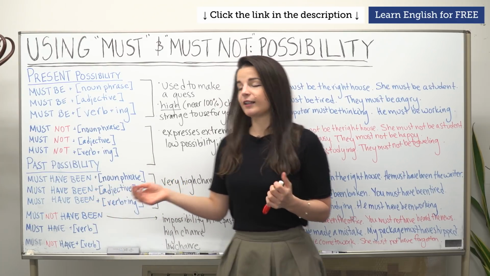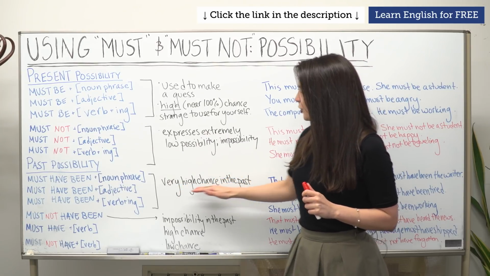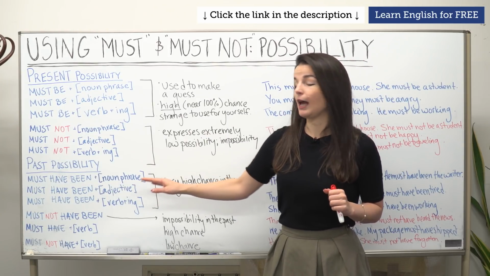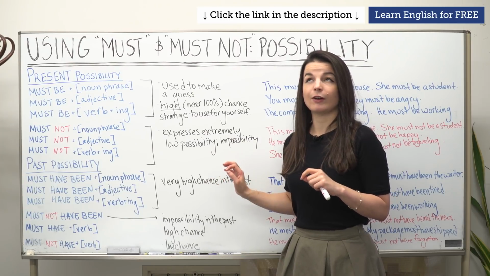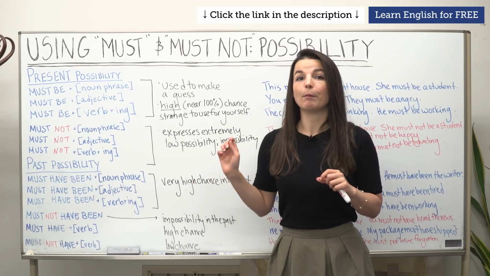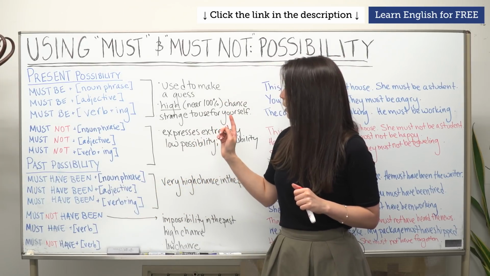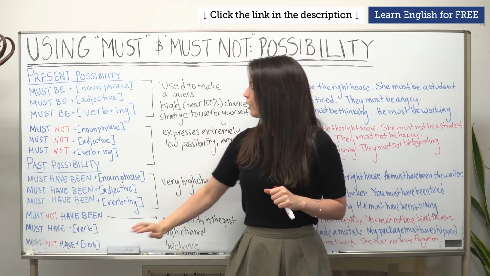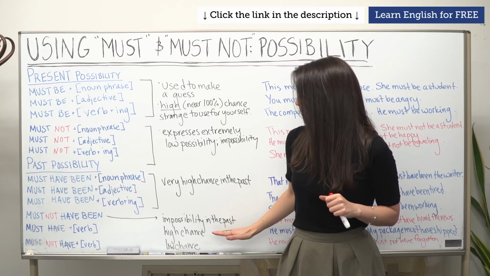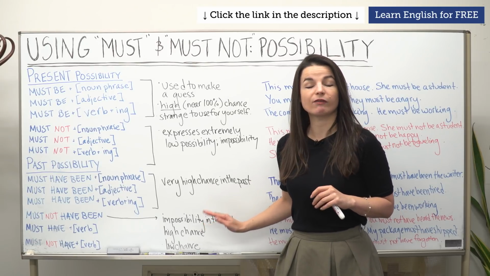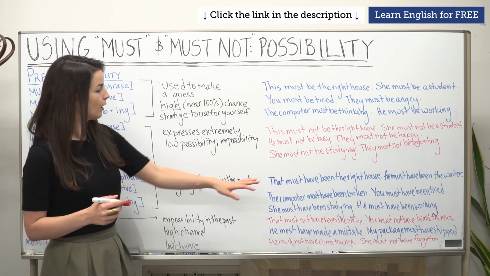So let's take a look. Again, we're looking at very high chances with the positive. However, they're in the past. These are very high chance situations, very high chance guesses in the past in this case. And as we talked about in the present possibility section, with not, must not have been, this expresses impossibility in the past. Impossibility, very, very low chance. So let's look at a few examples here too.